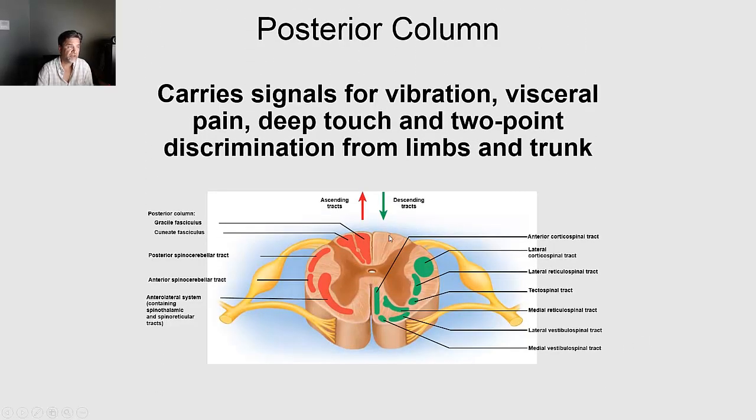The posterior column is back here in that posterior white matter. All right, and we see that there are 2 portions of it. Don't worry too much about these 2 individual portions. But one portion is devoted to carrying information from the legs, and the other is devoted to carrying information from the trunk. What kind of information? Well, you can see here it's vibration, some pain information from your organs and such in those particular areas, and the deep touch and 2-point discrimination.